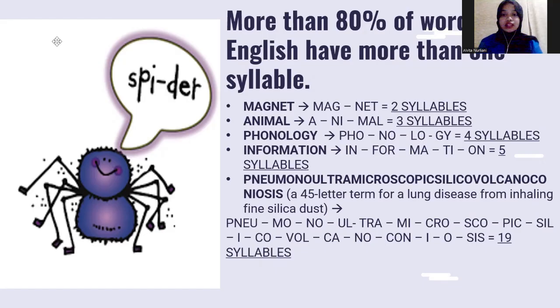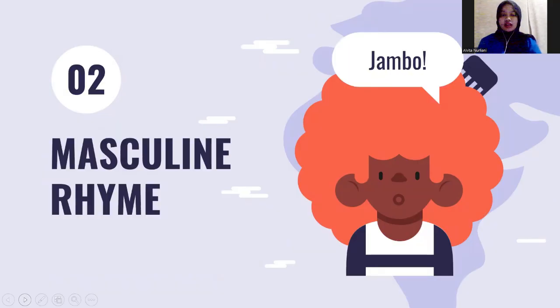And the last one is a word in English that has the longest syllables, and it is a 45-letter term for a lung disease from inhaling fine silica dust, pneumonoultramicroscopicsilicovolcanoconiosis. It has 19 syllables. And we move to the second topic, masculine rhyme.